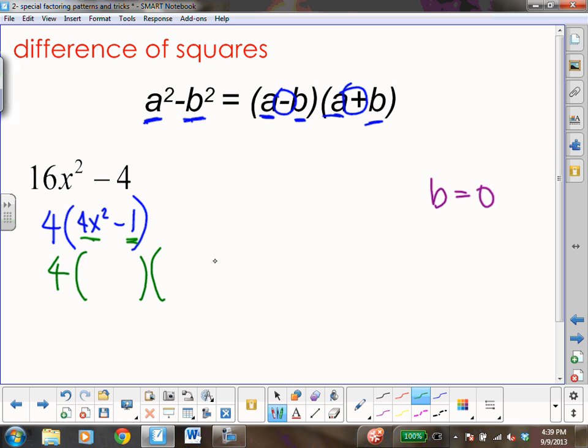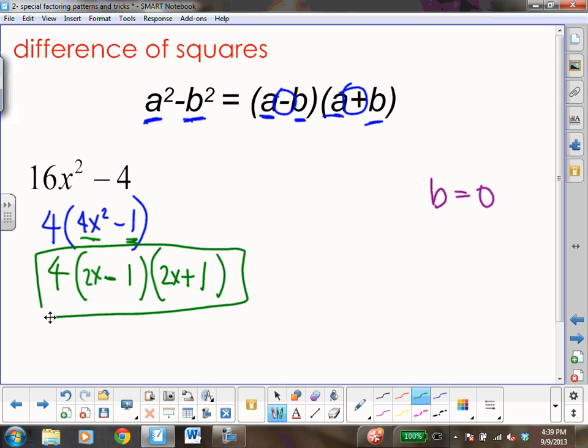I know I'll have two sets of parentheses. One of them will have subtraction, one will have addition. So the square root of 4x squared would have to be 2x, and 2x, so those two numbers have to be the same. And then the square root of 1 is just 1. Here we go, the prime factorization.